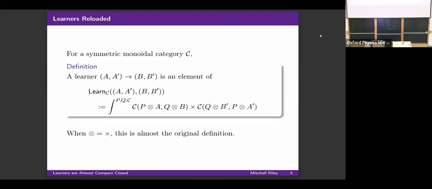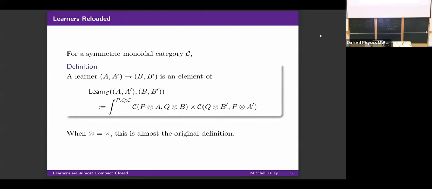And forgive me, I'm just going to call these learners because I'm not going to talk about the older version. An alternative name for this could be symmetric optics or something like this, favored by some people in the crowd. But I'm just going to go with learners. So when we choose the monoidal product in here to be the Cartesian product, this is almost the original definition because we can unwind a lot of the moves that we made.